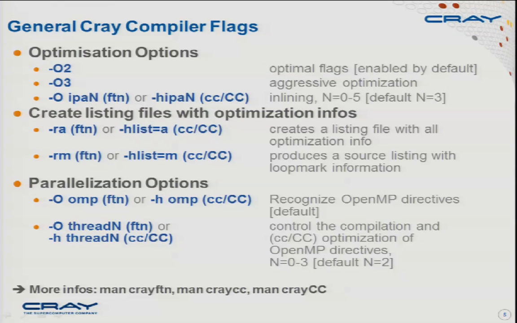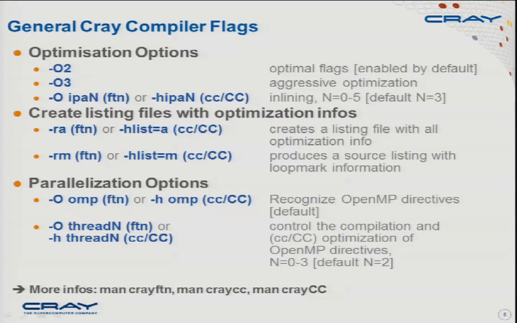This is for creative listening, where you have optimization info. So you can dump in a file the information on the optimizations done by the compiler. You can see these options here. As I said before, -rm was already mentioned by Nathan. This is the way we will see later how to use these flags.